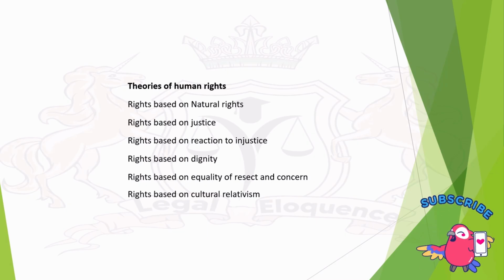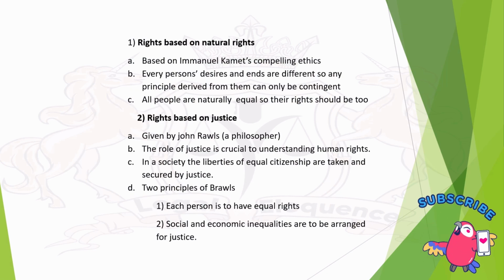Let's see in detail. Rights based on natural rights. Based on Immanuel Kant's compelling ethics, every person's desires and ends are different, so any principle derived from them can only be contingent. All people are naturally equal, so their rights should be too. Based on justice, given by John Rawls, a philosopher, the role of justice is crucial to understanding human rights. In a society, the liberties of equal citizenship are taken and secured by justice.